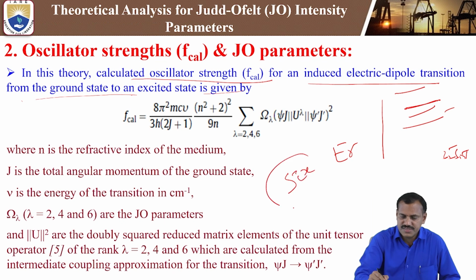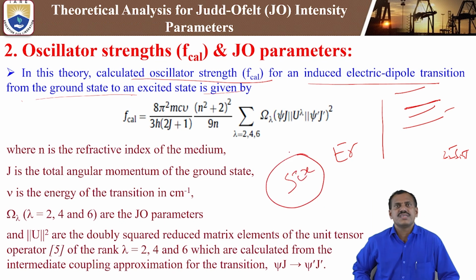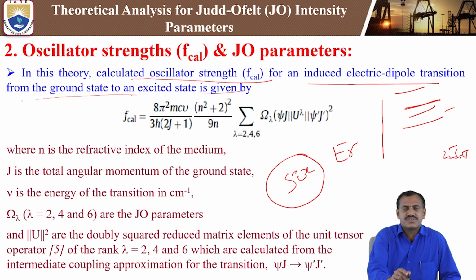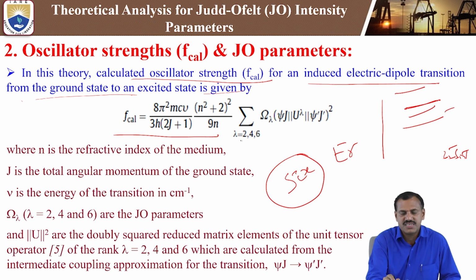By using the 6 absorption peaks, we are going to calculate the Judd-Ofelt intensity parameters by using the formula of the f calculated value. So here f calculated is 8π²mcν(n²+2)² divided by 3h(2J+1)·9n, times the summation over λ equal to 2, 4, 6 of Ω_λ times the squared matrix element of ⟨ψJ||U^λ||ψ'J'⟩. That means ground state to excited state, whole squared. So by using this formula, we are going to calculate.